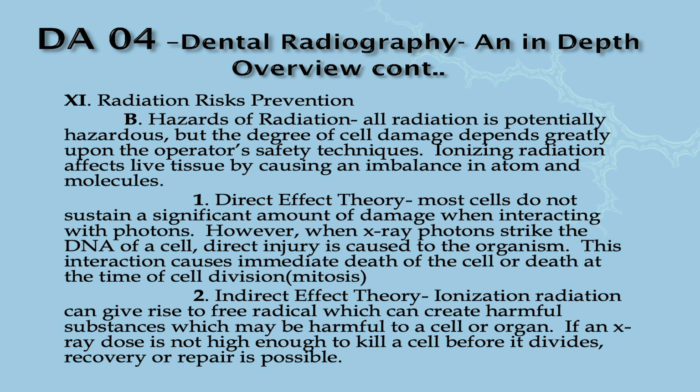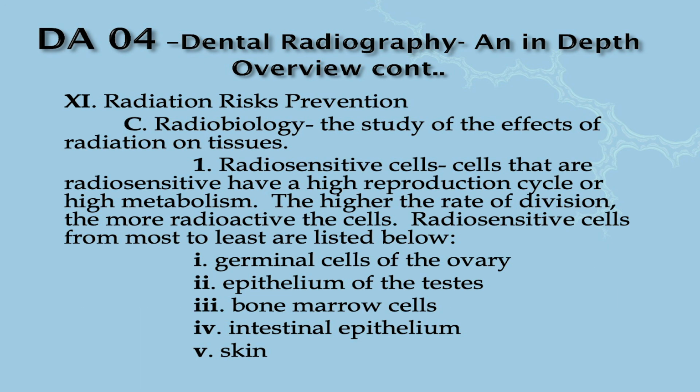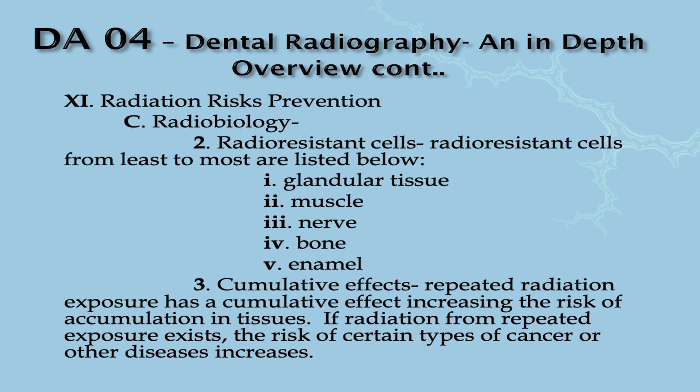The indirect effect theory states that ionizing radiation can give rise to free radicals, which can be harmful to different tissues of the body. So radiation biology is actually the study of how radiation does affect different tissues. So what they found is there's radiosensitive cells and radioresistant cells. The radiosensitive cells include the cells of the ovary, testes, bone marrow, intestinal epithelium, and skin. The radioresistant cells actually include glandular tissue, muscle, nerve, bone, and enamel.